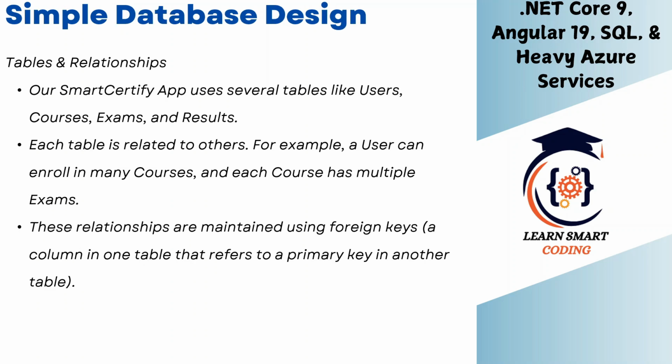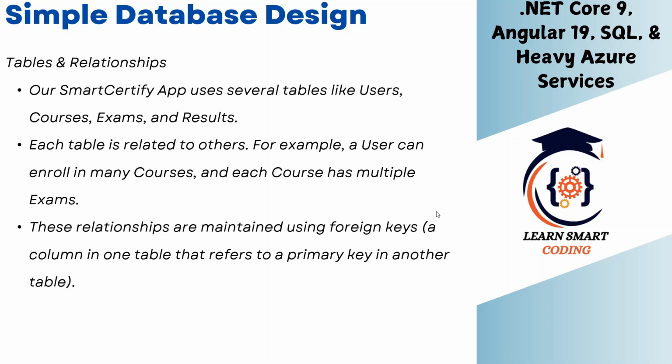And let's talk about some relationships. Our SmartCertify app uses several tables, which you're going to see shortly, like users, scores, exams, and results, and so many things. Each table is related to the others. Sometimes some tables may not be related to each other, but most of the time tables are generally related. For example, a user can enroll in many courses, and each course has multiple exams. These relationships are maintained using foreign keys, a column in one table that refers to a primary key in another table. We will also talk about primary keys and foreign keys in a moment.